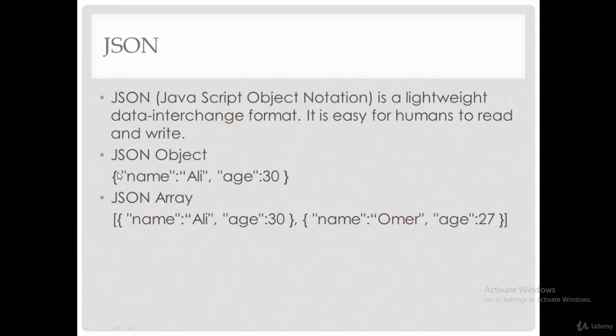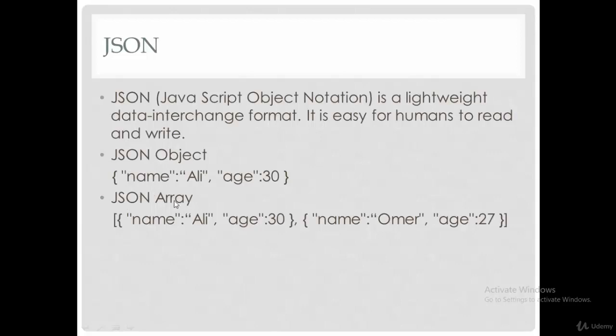This is the format of a JSON object. As you see here, the JSON object starts with an open curly bracket, and the closed bracket is also used for ending this JSON object. Inside this JSON object, there are two attributes, which are name and age. The value of the name is Ali, while the value of the age is 30. So this is called a JSON object. You can imagine the name as a column in a table and Ali as data inside this table.